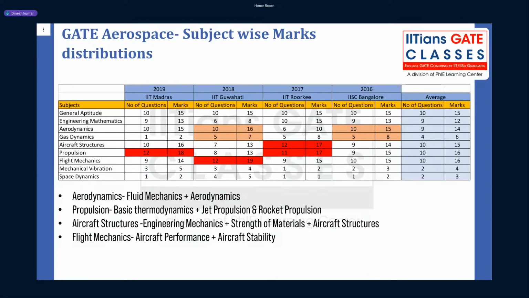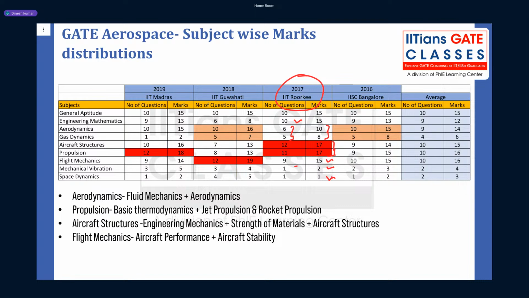Now guys, further if you see this IIT Roorkee paper, so try to understand, guys, the 2017 paper, and this year again, since it's IIT Roorkee organizing the GATE exam. So there are 10 questions for general aptitude, 10 for math, so 15 marks. Aerodynamics plus gas dynamics, 11 questions, 18 marks. Structures, propulsion, perfect, 17. Flight mechanics, 15 questions. And mechanical vibration, only one question for 2 marks. Space, again more.